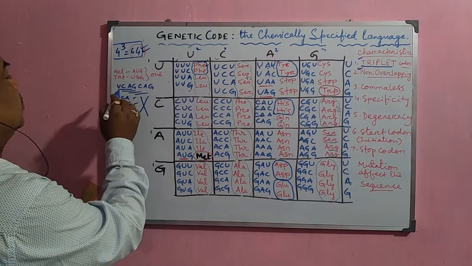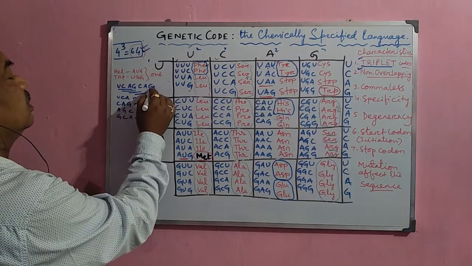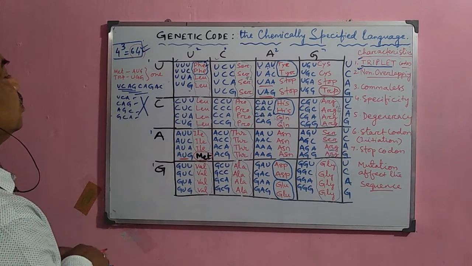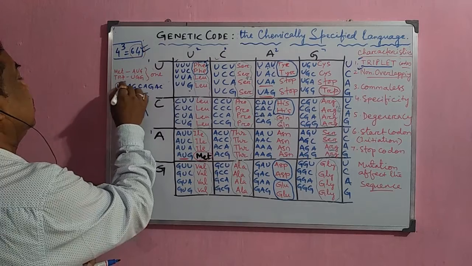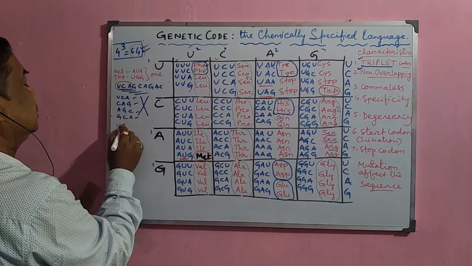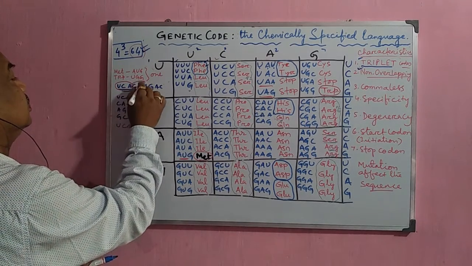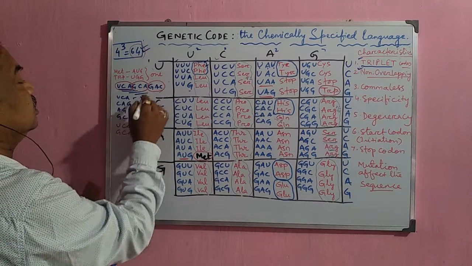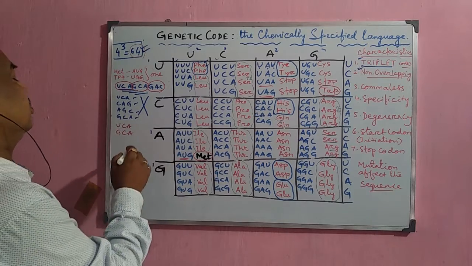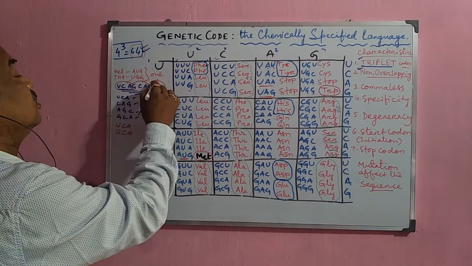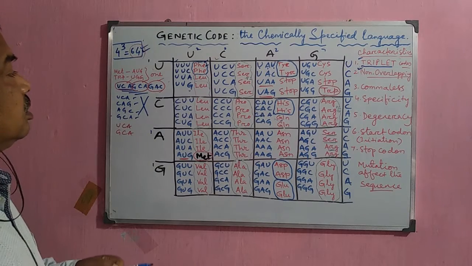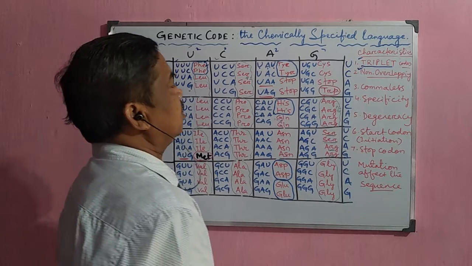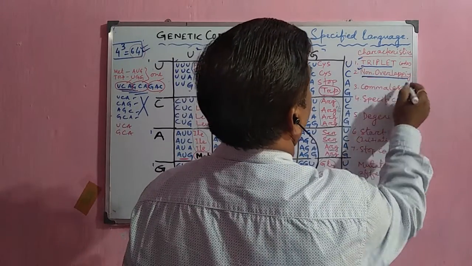Here, suppose there are 1, 2, 3, 4, 5, 6, 7, 8, 9 bases, then only 3 codes will be formed. First one, your UCA, second one, GCA, and third one, your GAC. So only these 3 codes can be formed here, and these 3 codes will code for 3 different amino acids. So this is called the non-overlapping nature of this genetic code.